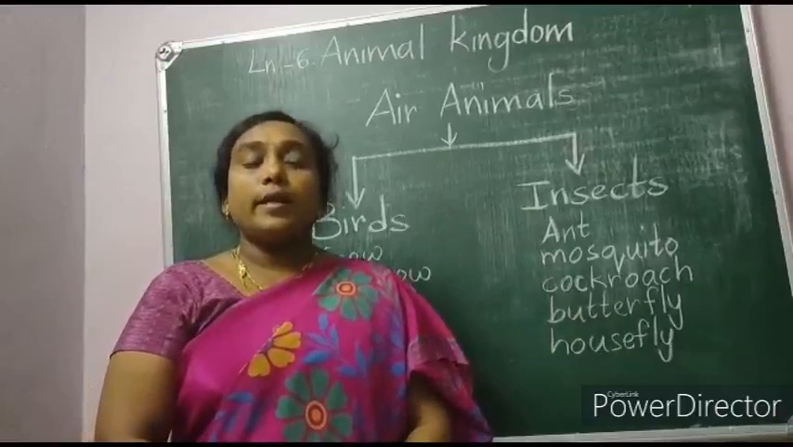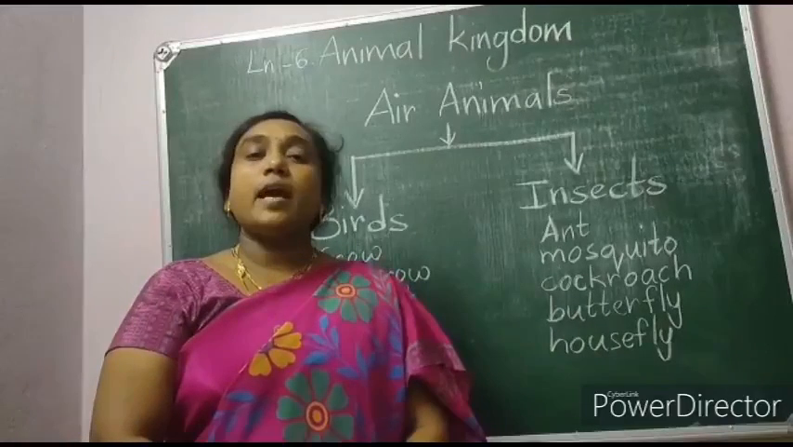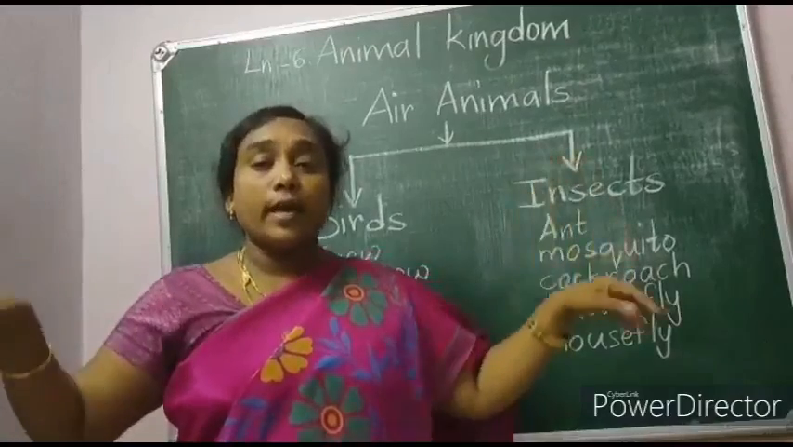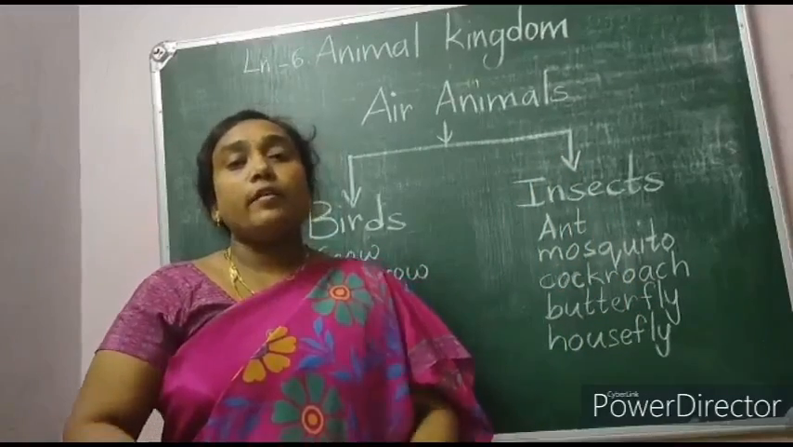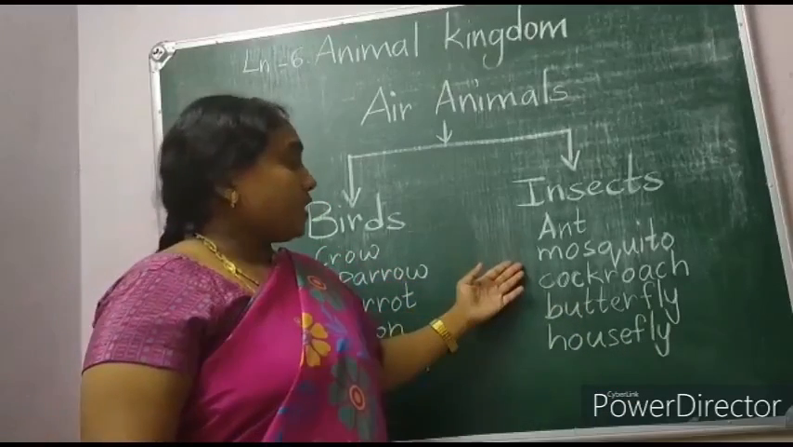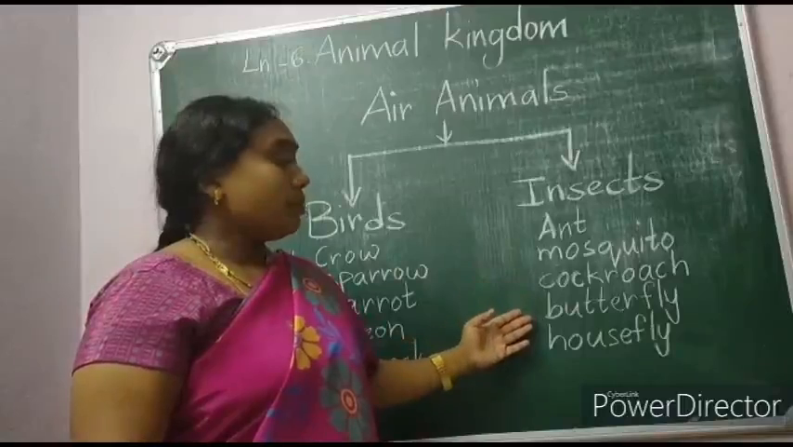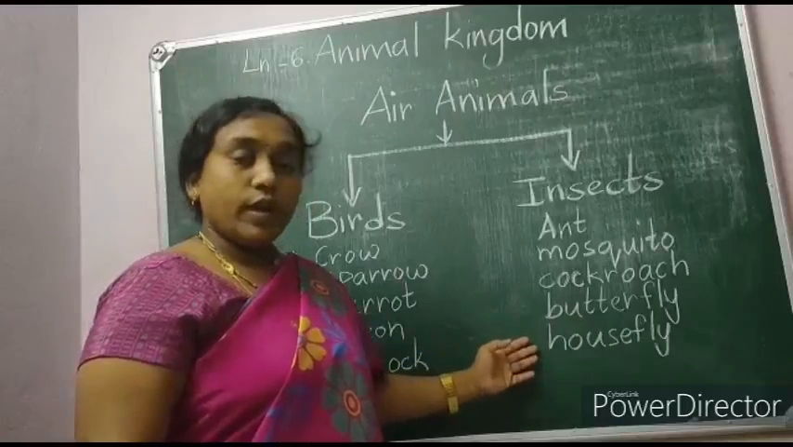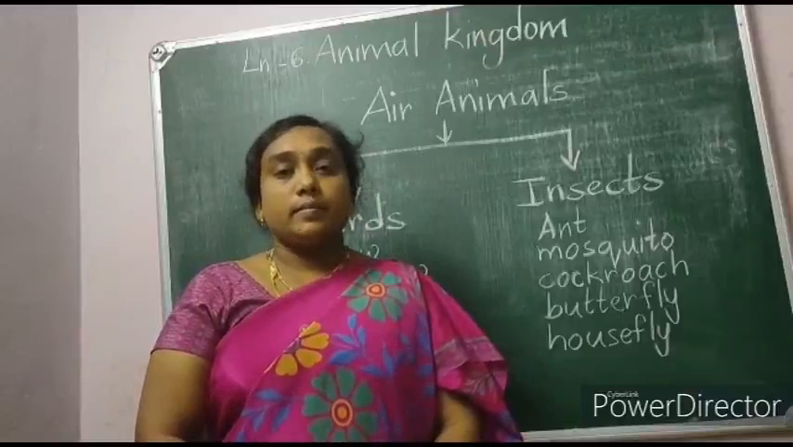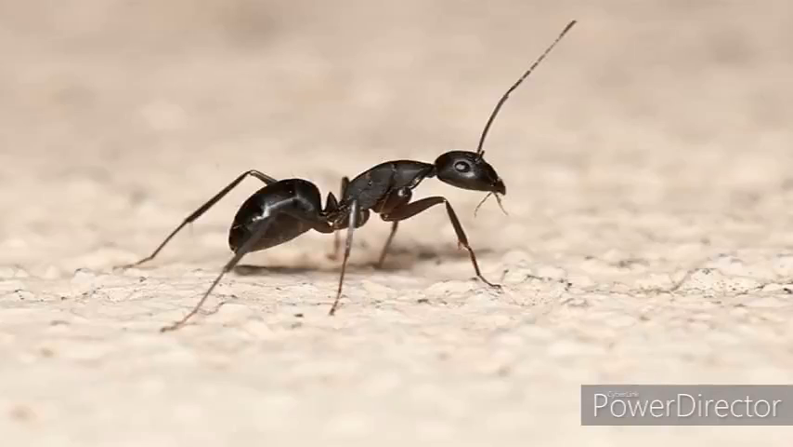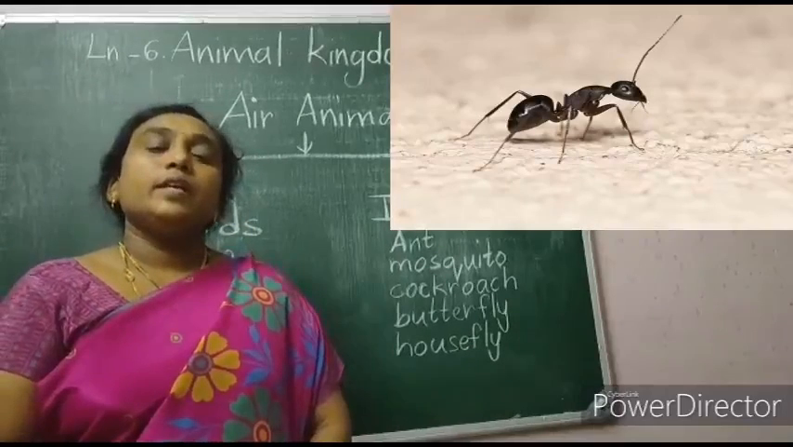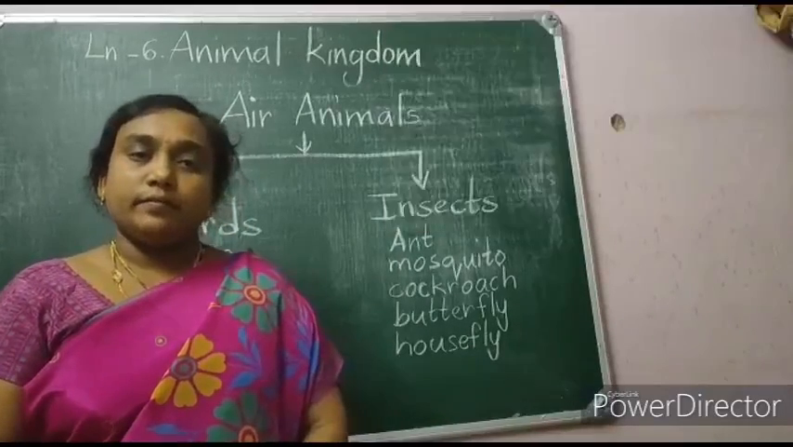Now, let us have a look at insects. Insects are small animals. Some of the insects have six legs. Some of them have wings to fly. They are found everywhere. Mosquito, cockroach, butterfly, housefly are some of the examples of insects. Ant. This is an ant.